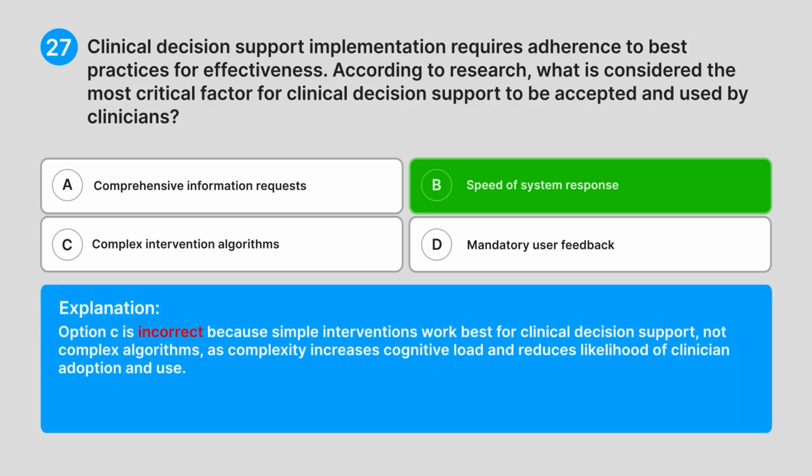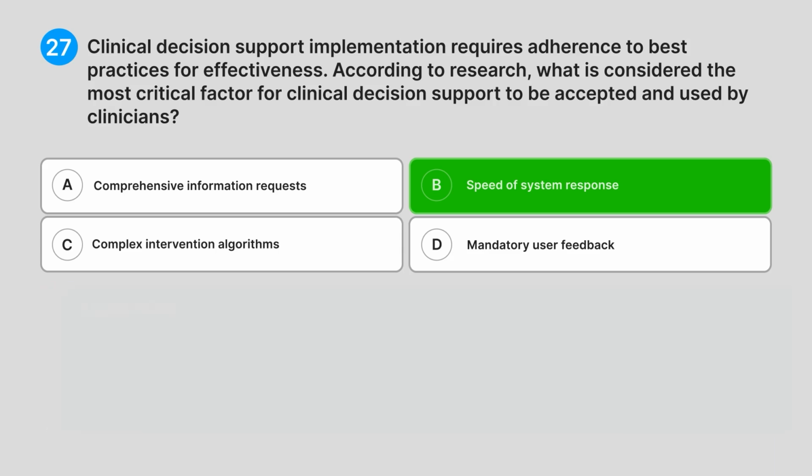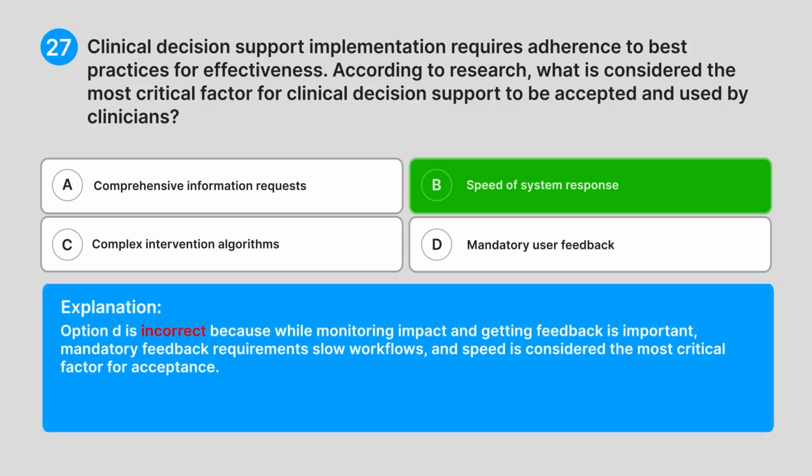Option C is incorrect because simple interventions work best for clinical decision support, not complex algorithms, as complexity increases cognitive load and reduces likelihood of clinician adoption and use. Option D is incorrect because while monitoring impact and getting feedback is important, mandatory feedback requirements slow workflows, and speed is considered the most critical factor for acceptance.